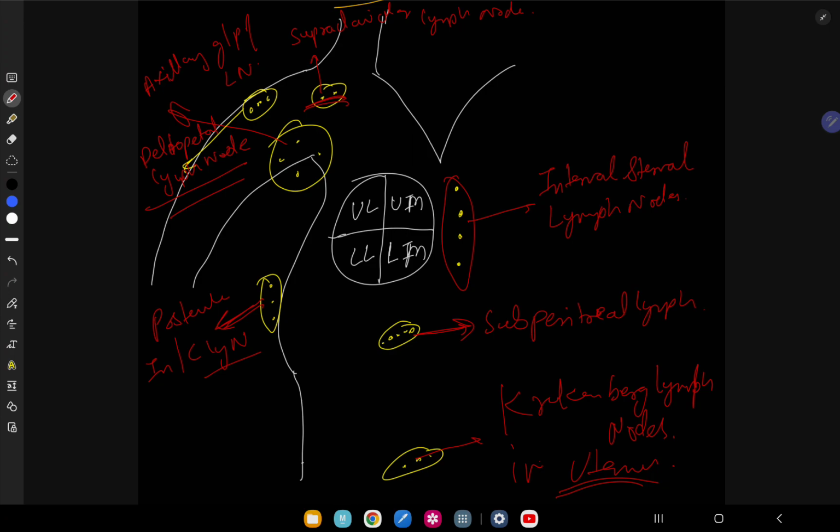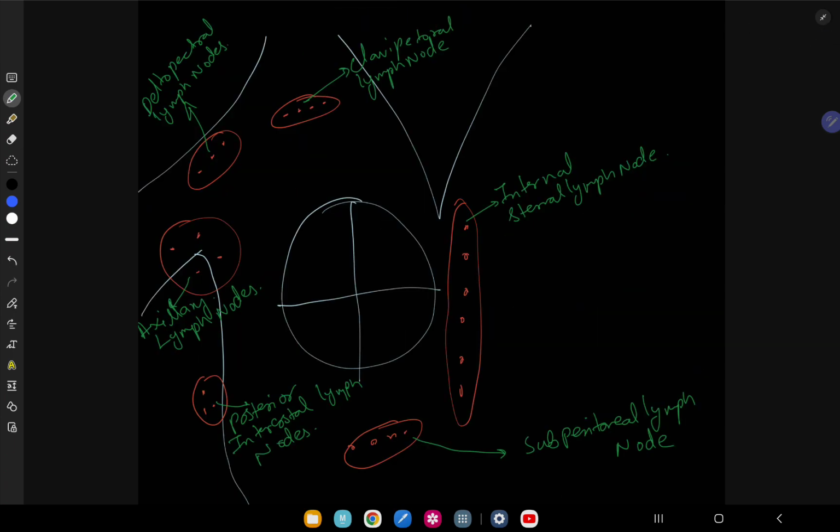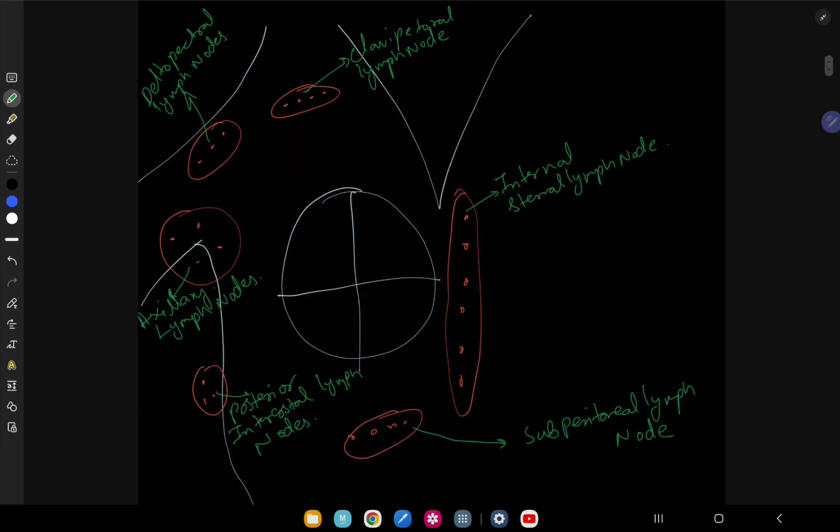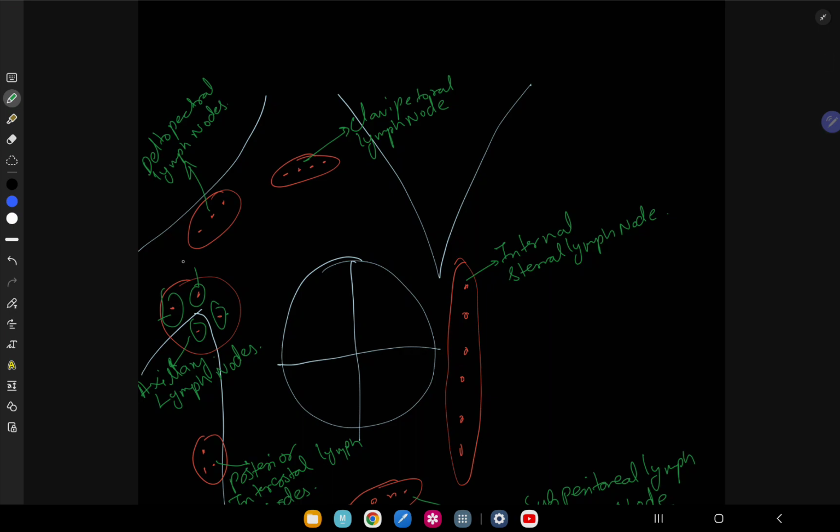So I am thinking that I created a mess. So again I created a different diagram with things clearly mentioned: internal external lymph node, subperitoneal lymph node, posterior intercostal lymph node, axillary group of lymph nodes, deltopectoral lymph nodes, clavipectoral lymph nodes. There are 4 groups of axillary lymph node, as you see. This is anterior, posterior, and there are 4 parts of axillary group of lymph nodes: central, anterior, posterior and lateral. This is axillary lymph node, group of lymph node.